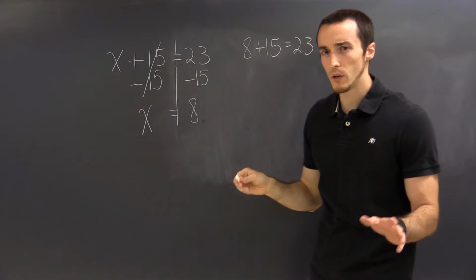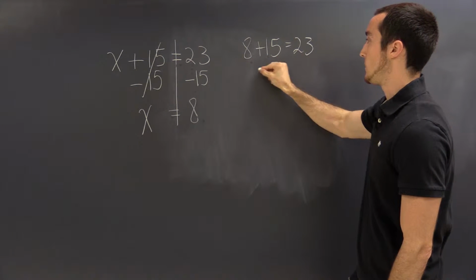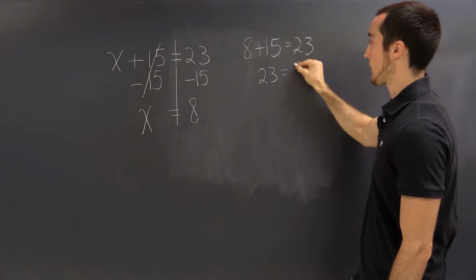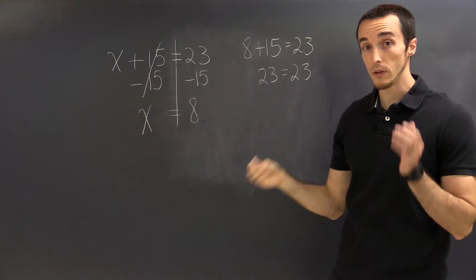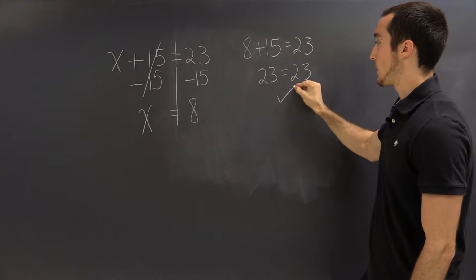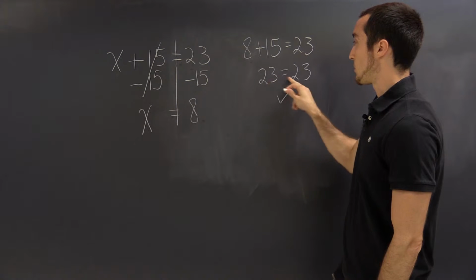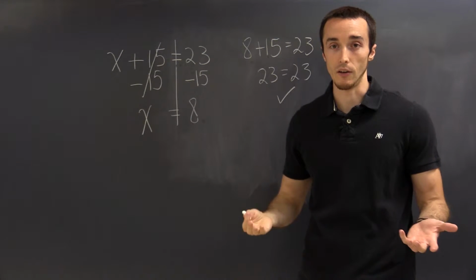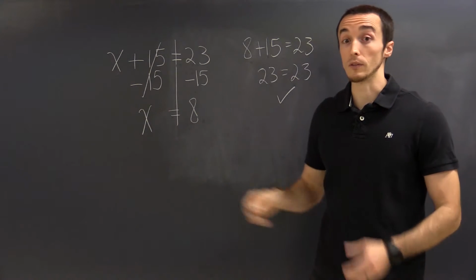Okay, now this might feel a little bit weird if you're not used to doing this, but 8 plus 15 is 23. I'm going to drop down to the next line, and I notice that 23 equals 23. In other words, it's the same on both sides. So in this case, I would say that the answer is correct, or it checks out, simply because I know that I have a true statement. I know that 23 really does equal 23. So the right answer is x equals 8.